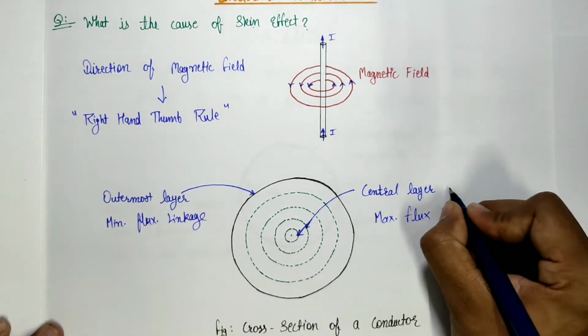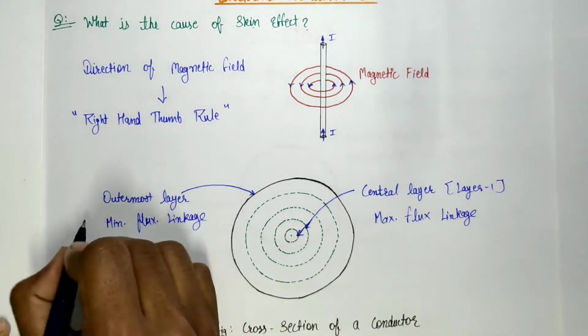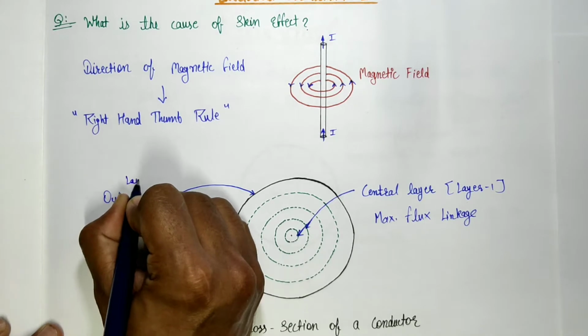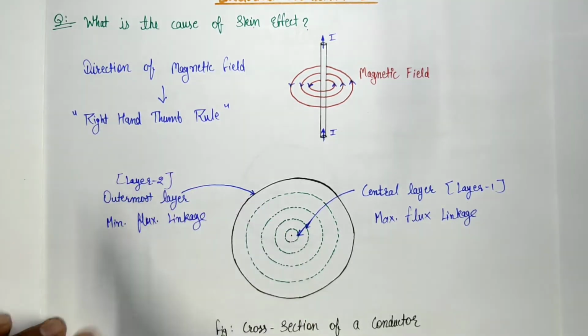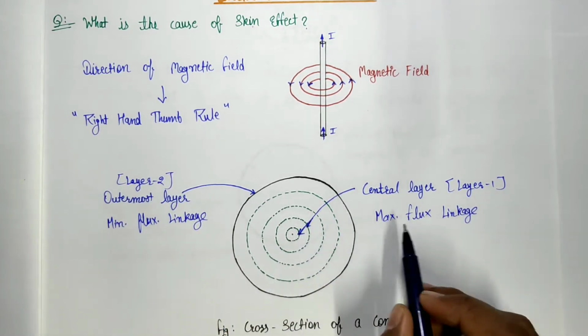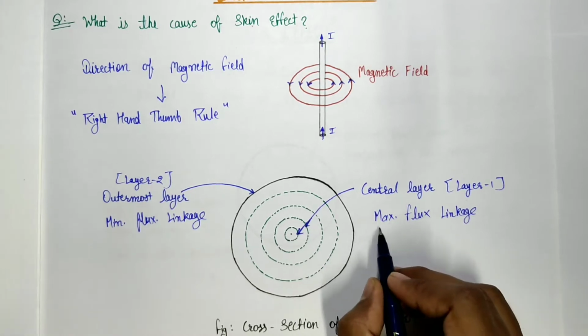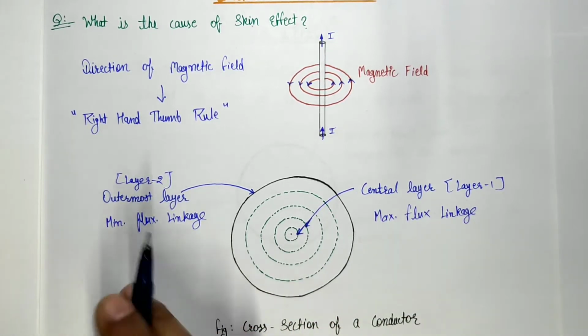Now let's name this layer as layer 1 and layer 2, so we can make a comparison. So what we have learned from this discussion is that at the central layer the magnetic flux linkage is maximum. On the other hand, at the outermost layer, or skin layer, or surface layer, the magnetic flux linkage is minimum.